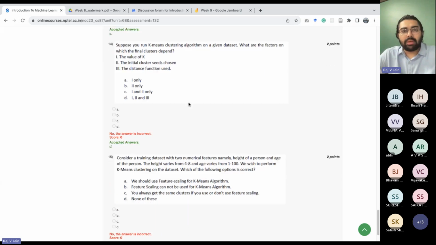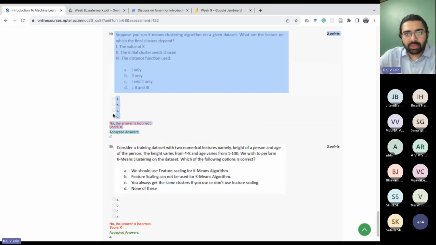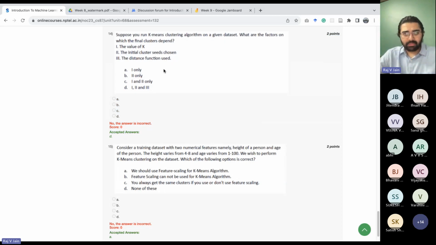Then question 14. Suppose you run k-means on the given data set. What are the factors on which the final clusters depend? Very clearly, we know that all three affect what clusters you get: the value of k, obviously, then the initial cluster seeds chosen, and the distance function used. Based upon what distance function you choose, different clusters will become more similar or dissimilar. So question 14, all three of them.